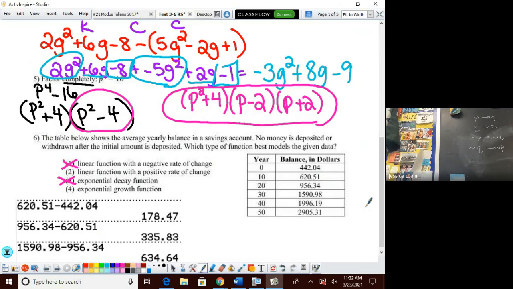It's changing by a different amount every time. If it was changing by the same amount every time, that would be linear, because linear functions have a constant rate of change. This is changing by a different amount every time, so it has to be exponential. So it's an exponential growth, because it's not going up by the same number each time. Questions about that? Okay.